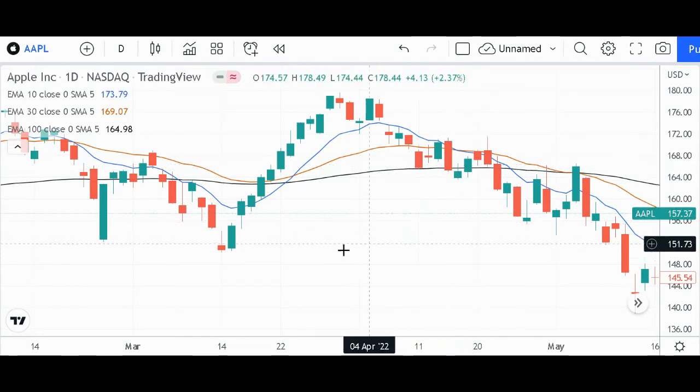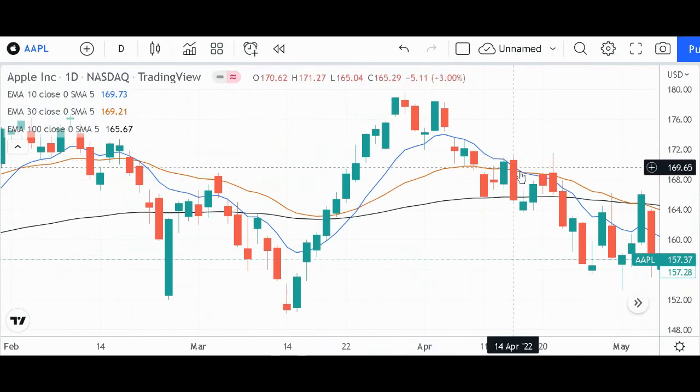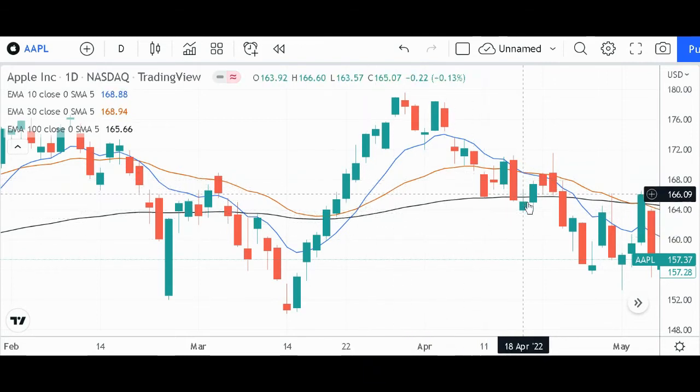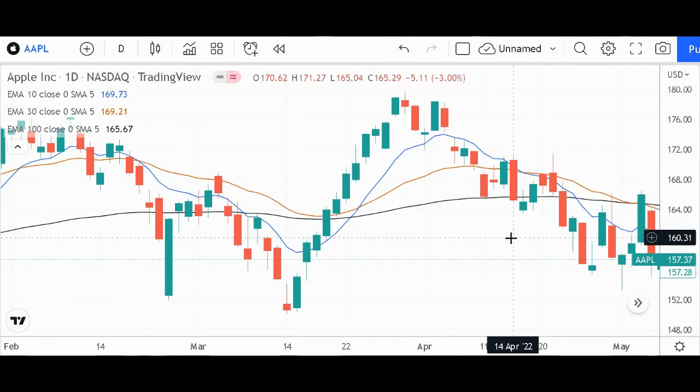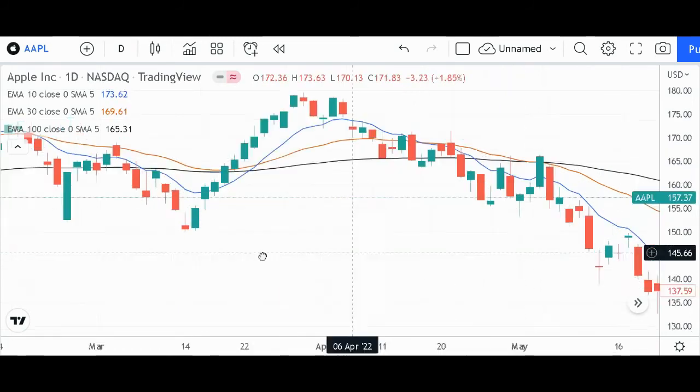Okay? So there are 2 different ways you can get out. Either when the 10 EMA goes back below the 30 EMA, you get out, you sell. Or if one of the candles closes below the 100 period EMA, whichever one happens first. Usually, it'll be the 10 going below the 30. Usually happens first, but not necessarily always.